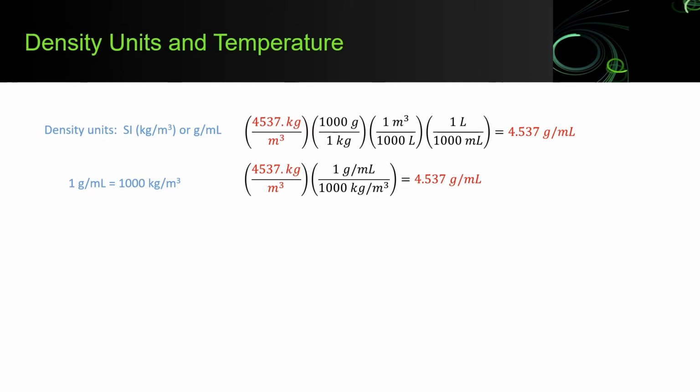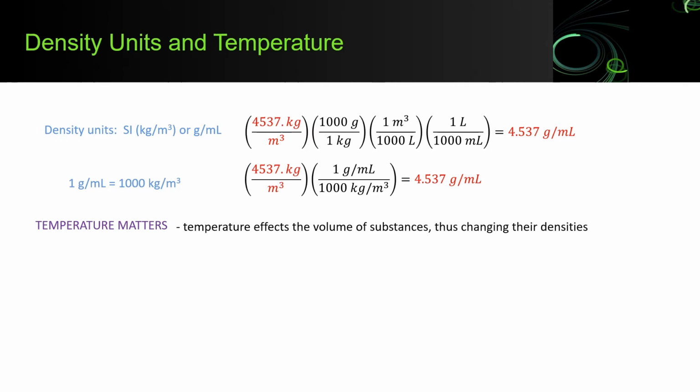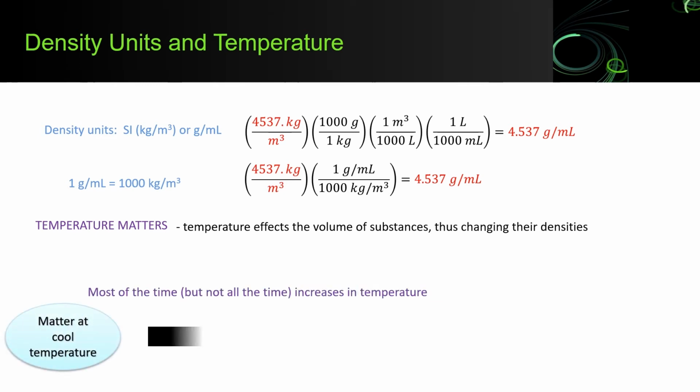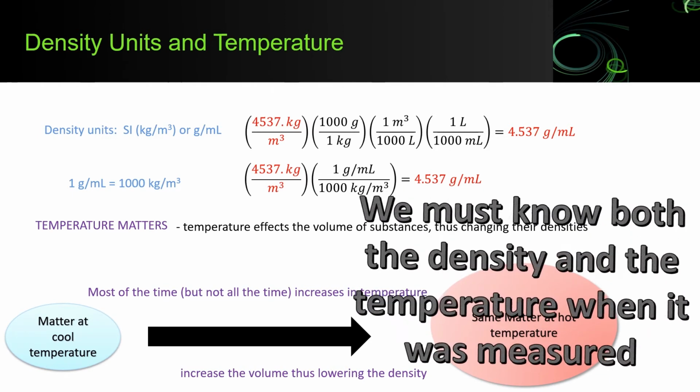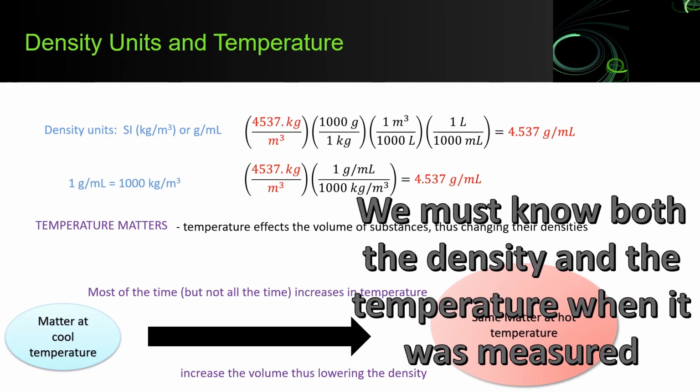In measuring densities, we also need to note at what temperature we conducted the measurement. The mass of substances doesn't change with temperature, but the volumes they occupy will change. Most of the time when we heat something up, the volume increases, so the density of the material decreases upon heating, since we're dividing our same mass by a larger volume. The lesson here is that when we measure density, the value doesn't mean anything unless we also note the temperature at which the experiment was conducted.